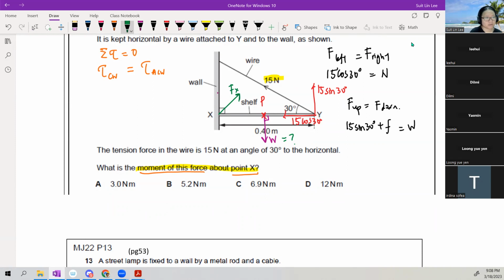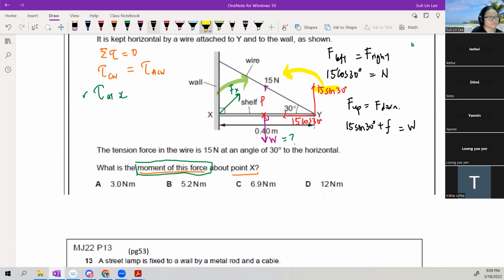But you see, this torque Fx clockwise, by the way, turning in this direction, is actually the torque or the moment of force at X. This is what I want to find, right? So I'm going to keep it there because this is what I want to find. Okay. Who is anti-clockwise? The 15 Newton, or 15 sine 30. This 15 sine 30 is the one that is turning it anti-clockwise.